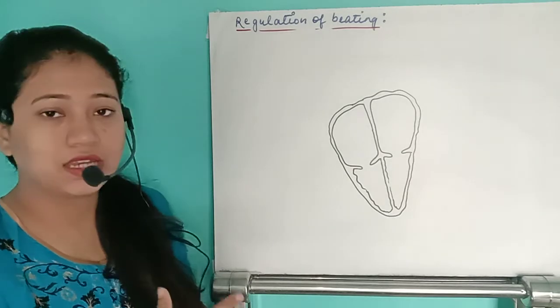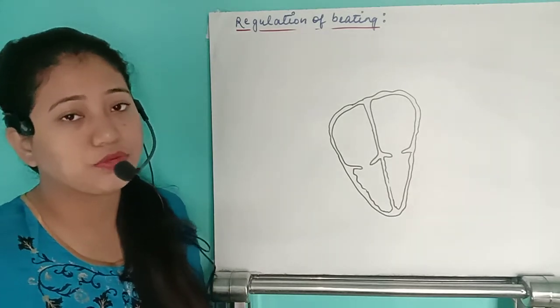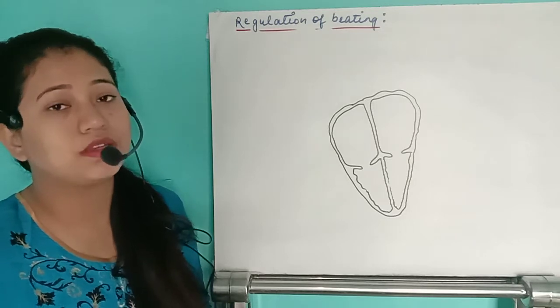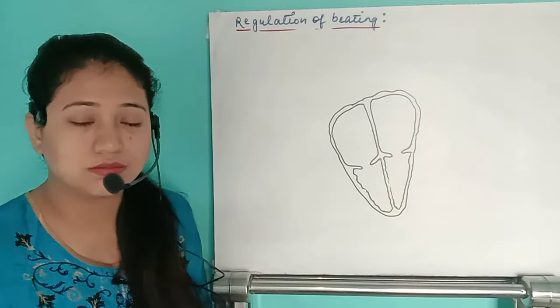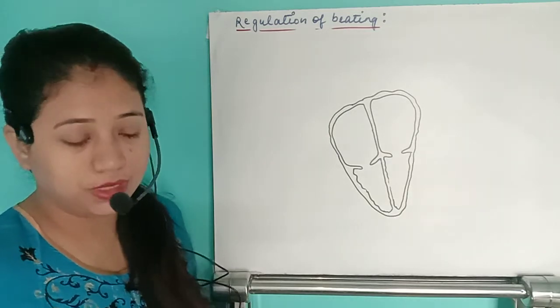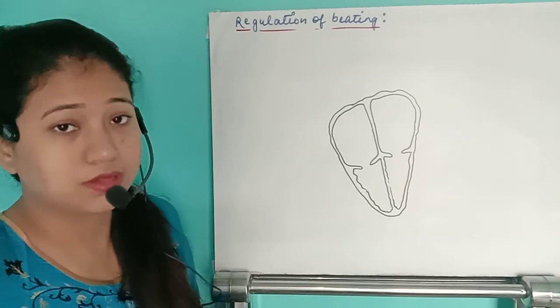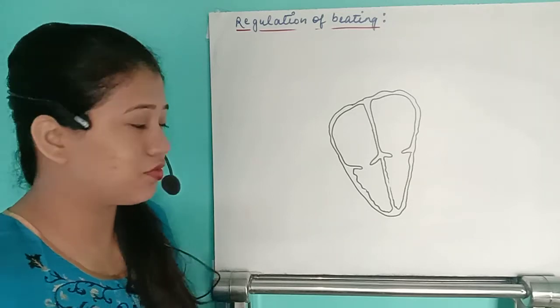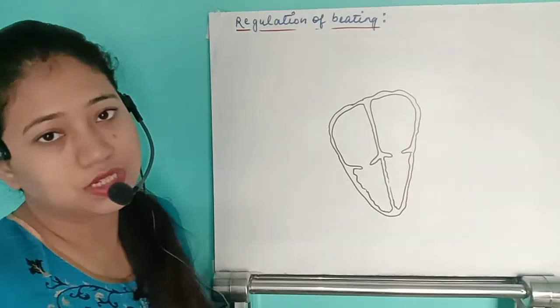Now we will see that in the heart we have some specialized type of muscle which actually helps the heart to beat. Yes, cardiac muscle is already present. Cardiac muscle helps the heart to beat, to pump. But whenever it comes to the proper 72 times beating in 1 minute, that is regulated by some specialized muscle. So let's just see that one.